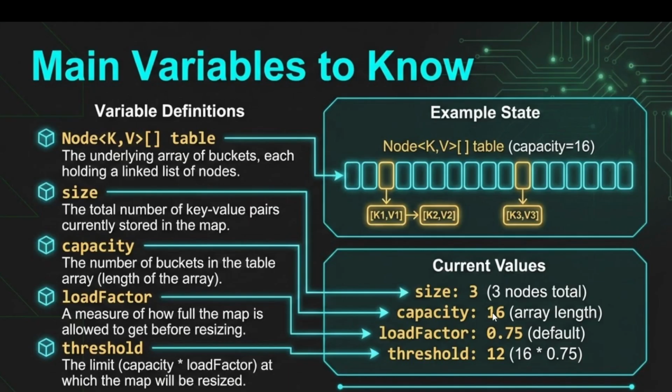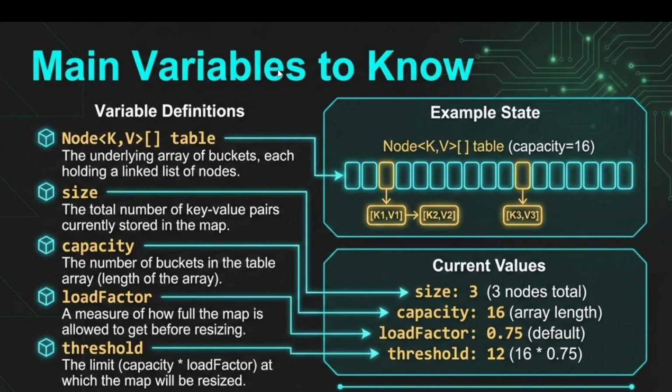So before jumping into it, we should know what the main variables are. Here we can see the number of nodes. If you see here, the node array, which will be called table in our HashMap, these are all nodes in the array: the underlying array of buckets, each holding a linked list of nodes. We can see here the linked list of nodes, which is stored by the node array. Each bucket will store a linked list.